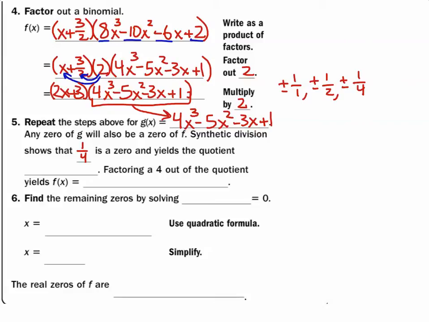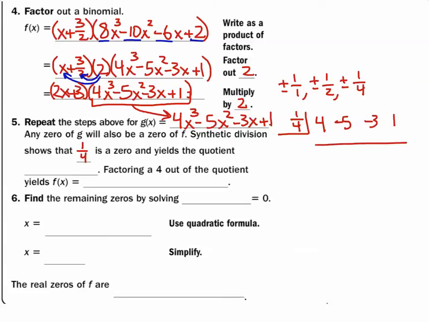We were just talking about the cubic we got after we found one factor. It has a shorter list of possible zeros, and 1/4 works. Now again, once you figure out a number that works, you still do need to do synthetic division to figure out how it factors out.